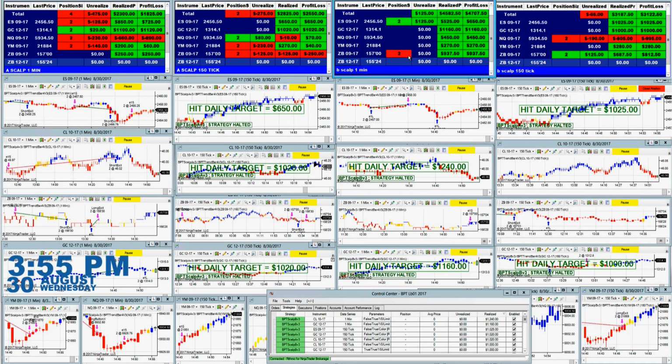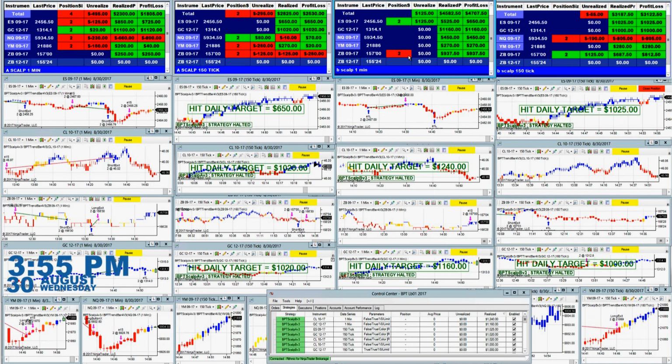It did a little bit better on the B scalper, but the B scalper is built for a little volatility in the market, so it can take it better than the A scalper, and also on the 150 ticks.